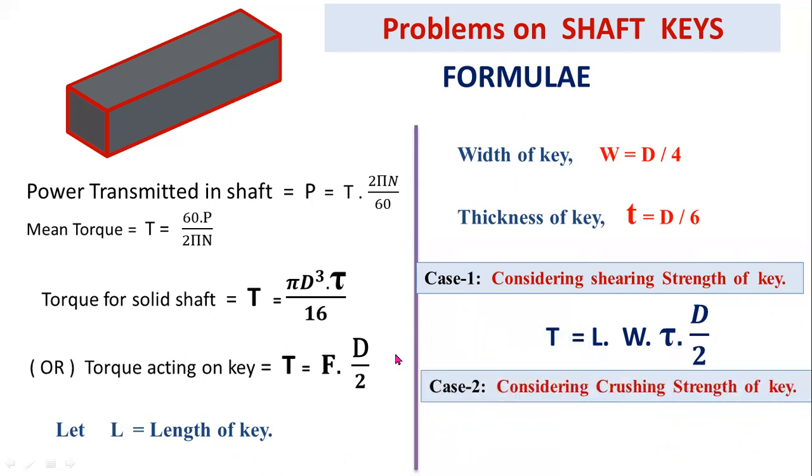If you want to design a key on the basis of crushing stresses, then you have to use this formula: T equals L into T by 2 into sigma c into D by 2. That is, length of the key into half of the thickness of the key into compressive stresses induced in the key material into radius of the shaft. From this equation, you can determine the value of compressive stresses induced in the key material. These all are the important formulas used for design of sunk keys.